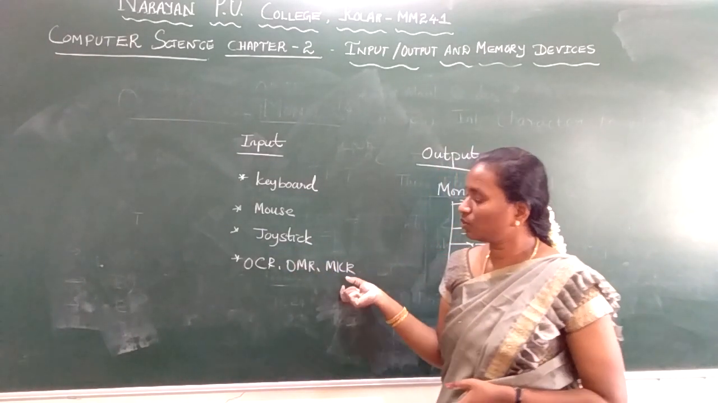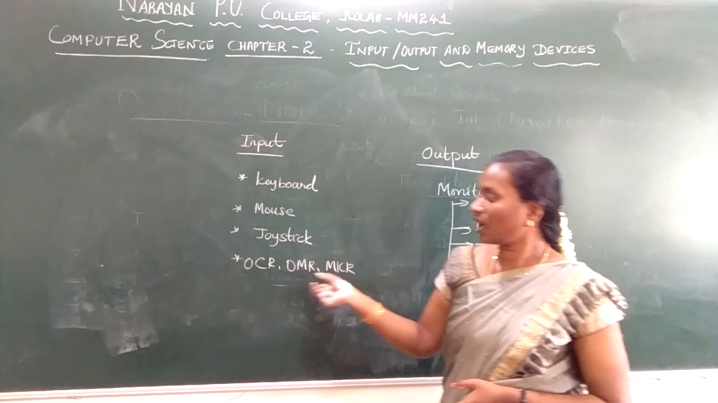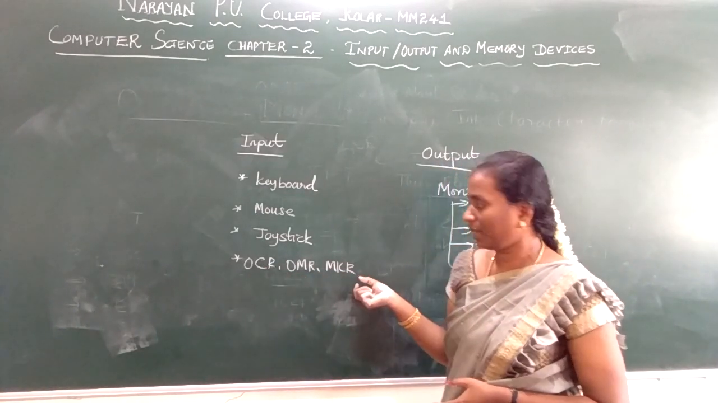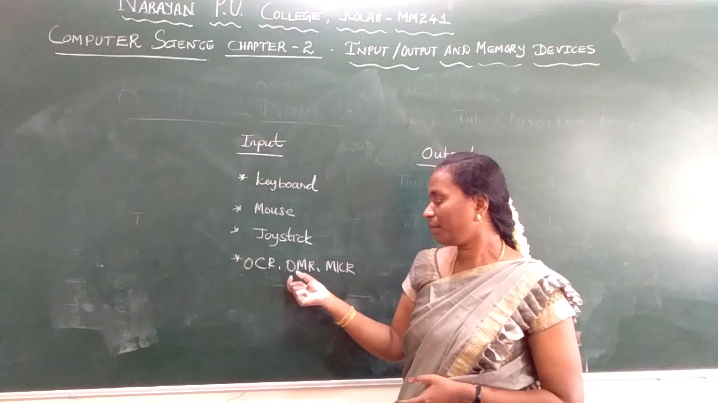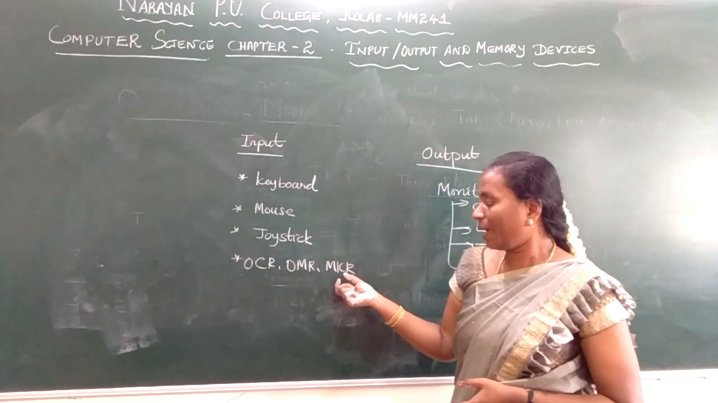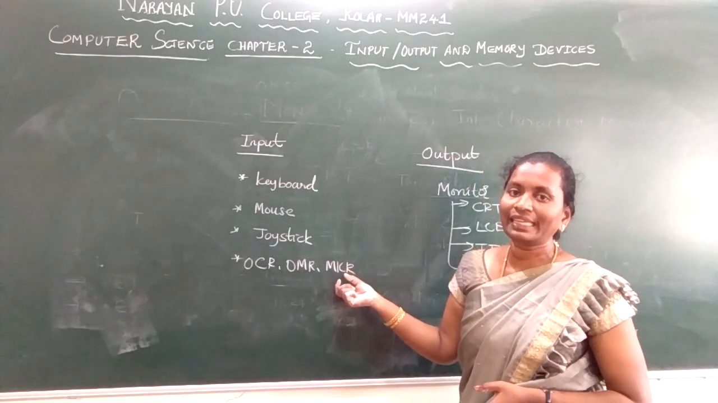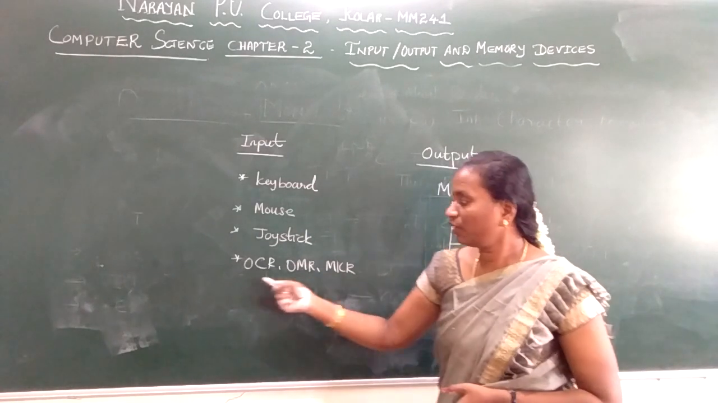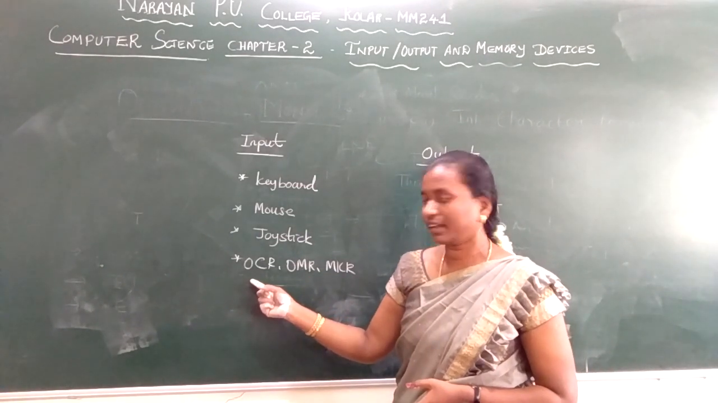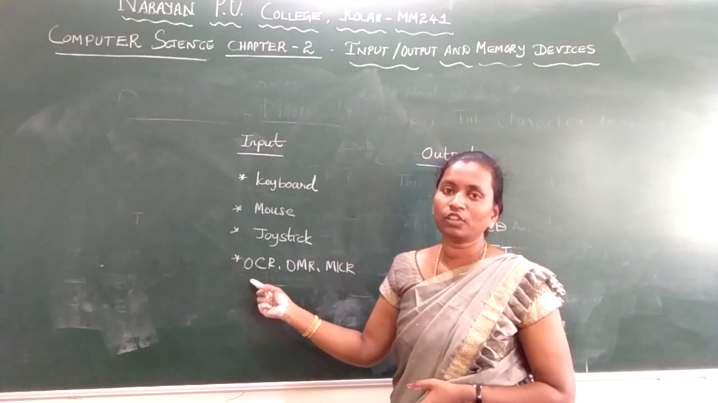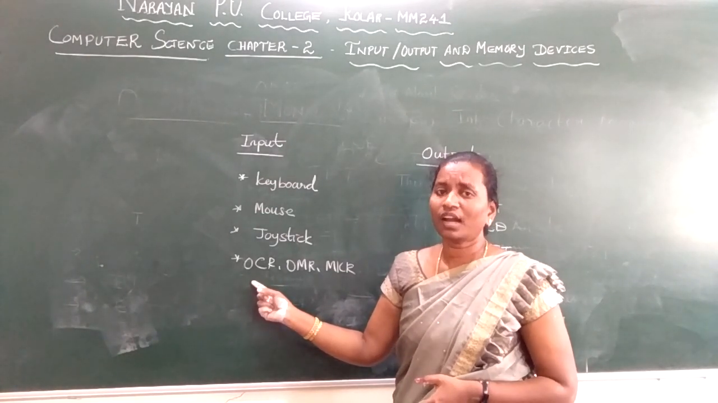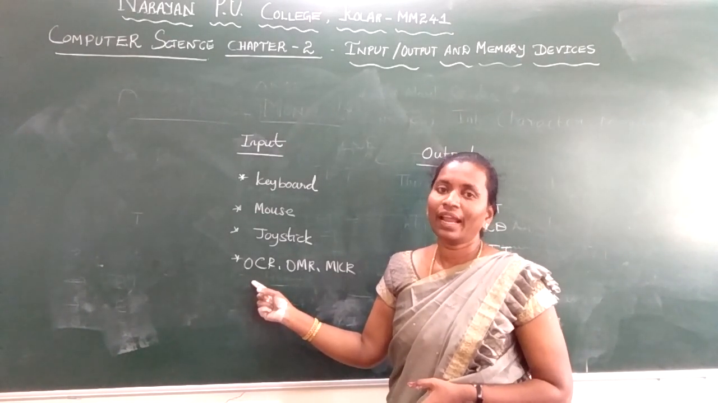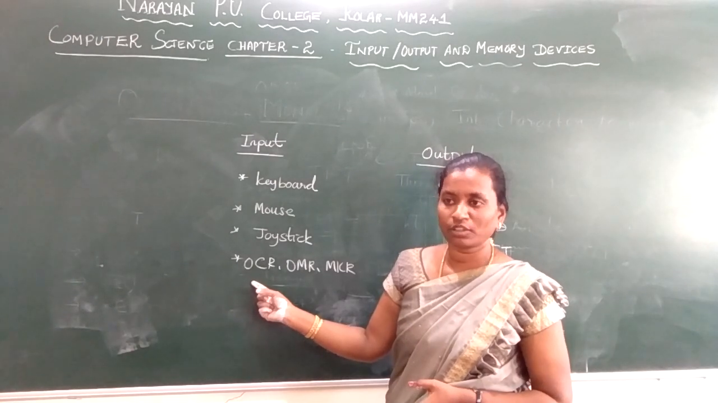Next widely used input devices are OCR, OMR and MICR. OCR stands for optical character recognition or reader, OMR stands for optical mark reader, MICR stands for magnetic ink character recognition. I told you OCR is similar to your scanner. It's nothing but software used to convert the printed text into an editable form. We can edit the image document.